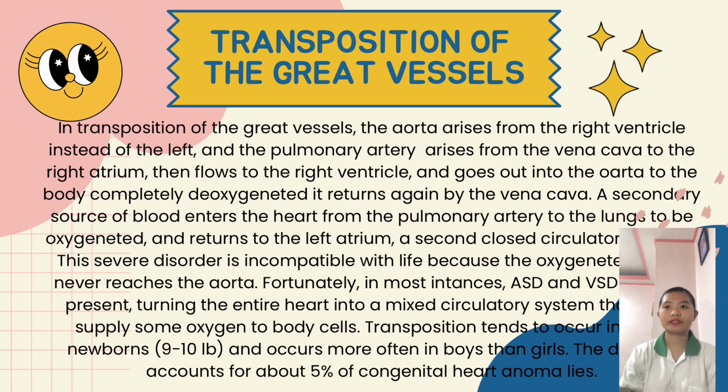It returns again by the vena cava. A secondary source of blood enters the heart from the pulmonary artery to the lungs to be oxygenated and returns to the left atrium. A second closed circulatory system, this severe disorder is incompatible with life because the oxygenated blood never reaches the aorta. Fortunately, in most instances, ASD and VSD are also present, turning the entire heart into a mixed circulatory system that does supply some oxygen to the body.